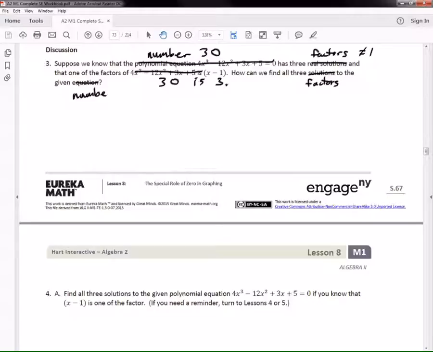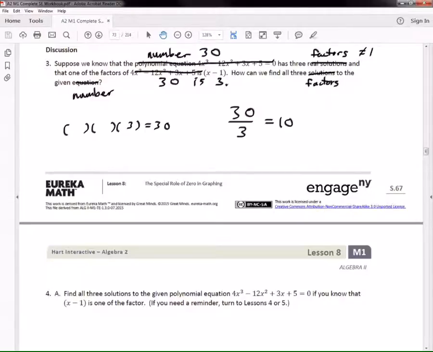Okay, talk to your neighbors right now and see if you guys can answer that question. Go. Okay, some of you guys are stumped. What if I wrote it like this? There's 3 numbers that multiply to give me 30, and I have a 3 right here. How would you find the other ones? What would you do? Divide? Would you guess and check? What if I divided? What is 30 divided by 3?